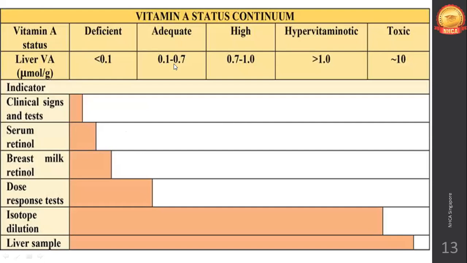So you can take a screenshot of this particular image. Various indicators like serum retinol, breast milk retinol, dose response test, isotope dilution, liver biopsy sample, etc. Which micromole per gram will be considered deficient, which is toxic, is given in this image. You can take a screenshot of this. The reference value given here in the second row may slightly vary with other laboratory reference values.